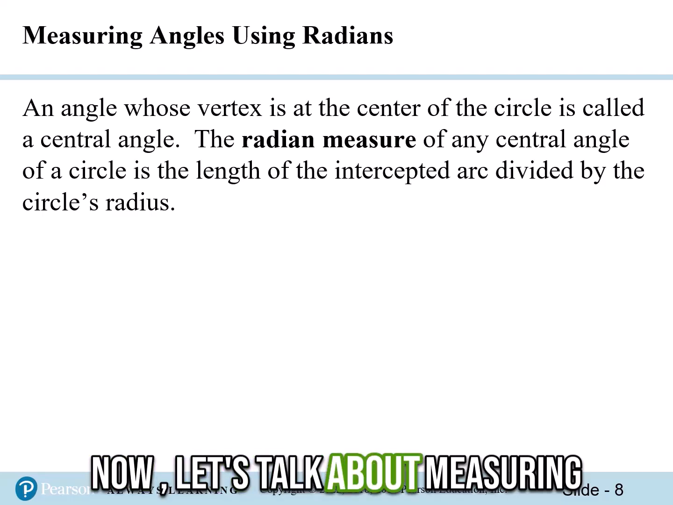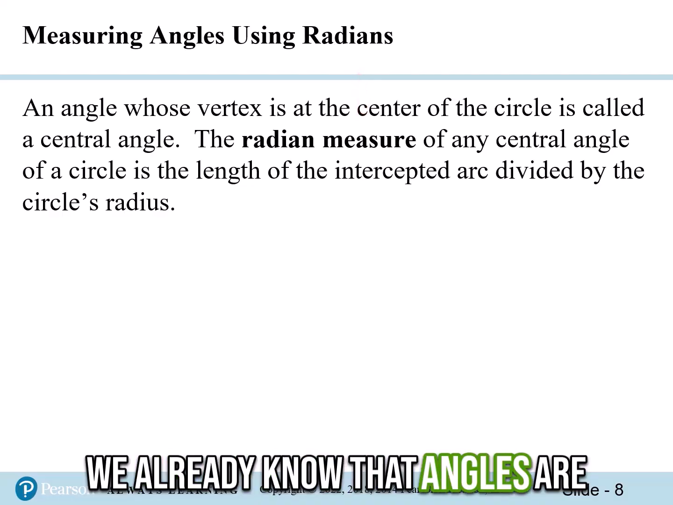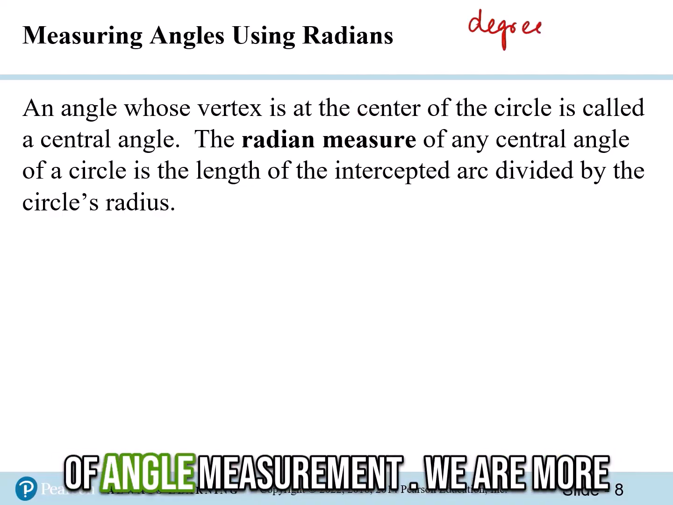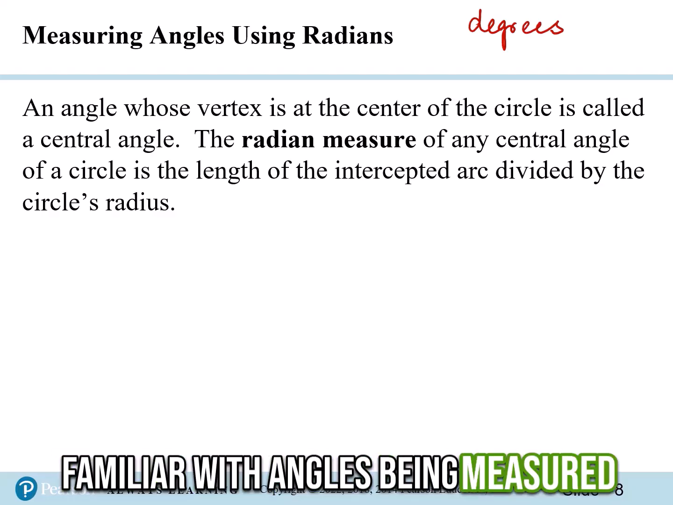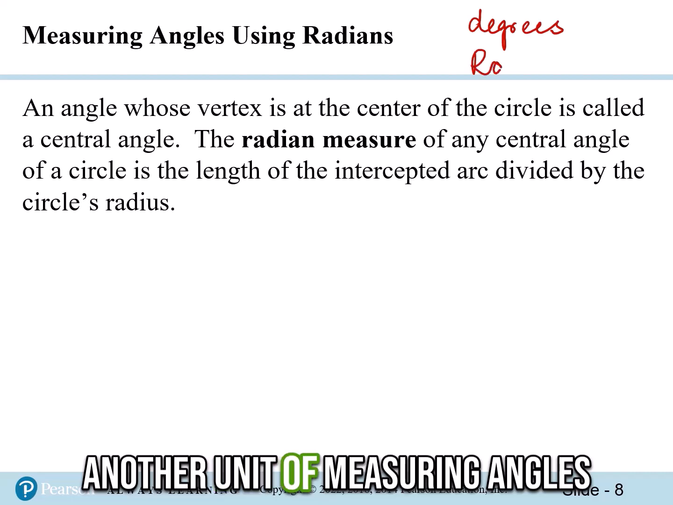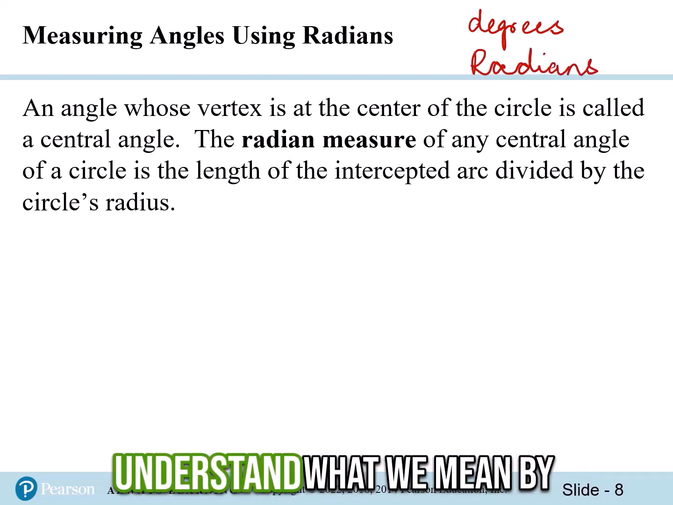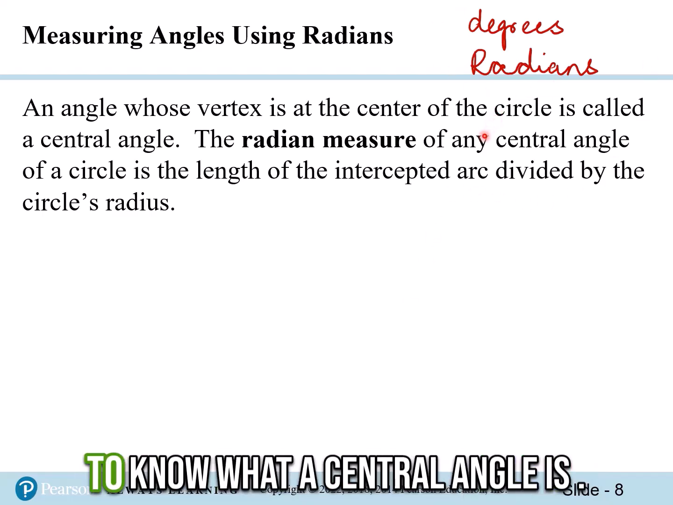Now let's talk about measuring angles using the units of radians. We already know that angles are measured in degrees. That's one unit of angle measurement. We are more familiar with angles being measured in degrees. However, there is another unit of measuring angles, and that is in radians. We have to understand what we mean by radians. But before that, we have to know what a central angle is.